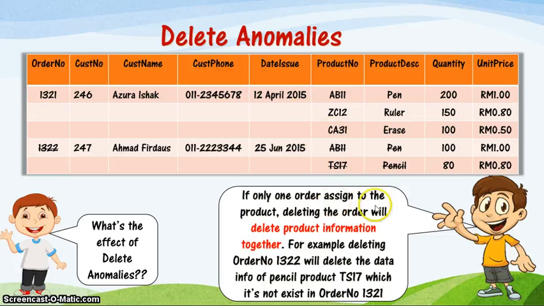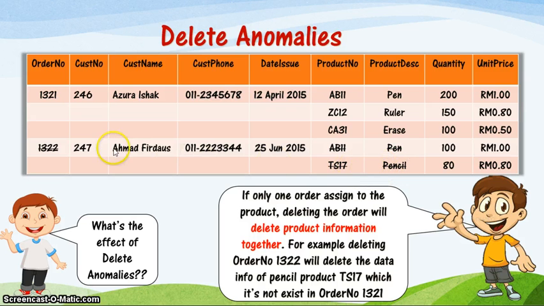Alright, now for delete anomalies, let's look at the example. If I want to delete order number 1322, it will actually delete together the info on the products pencil and pen. The product number is 1322. We delete the info of the pencil product TS17, which does not exist on order number 1321.